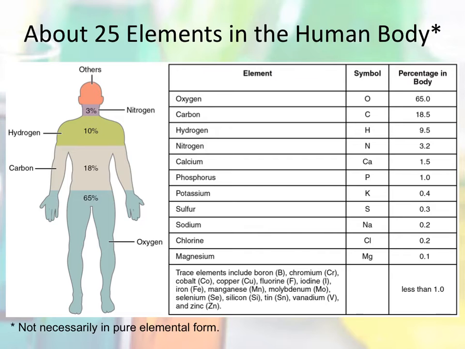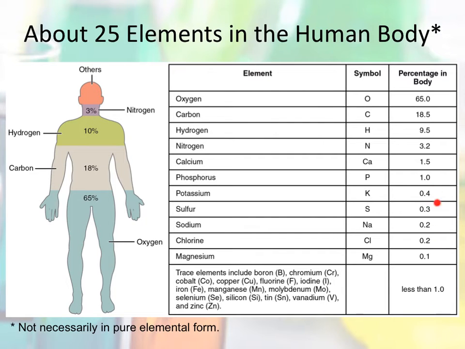Okay, so there are about 25 elements in the human body, and the three that make up most of the human body, about 93% of it, are oxygen, carbon, and hydrogen. With oxygen being the most prevalent in your body, almost 2/3 of your body's weight in mass is oxygen. Roughly 20% is carbon, and then about 10% is hydrogen. So if you add these up, this is about 93%.